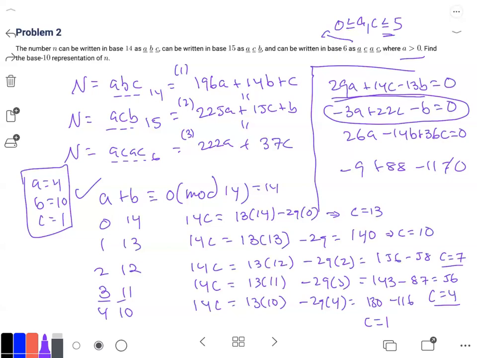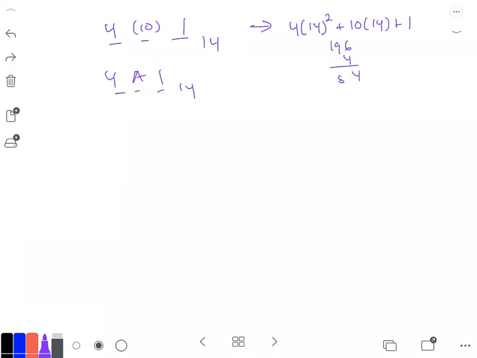So let's just find the base 10 representation. So we know this can be written as 4, 10, 1, base 14, right? 10 is technically not a valid digit, so this would actually be 4a1 in base 14. And then let's just compute what this is, and we're done. So this would be 4 times 14 squared plus 10 times 14 plus 1. That's 196 times 4, which is 784. 784 plus 141. That's 925, and we are done with the second question.